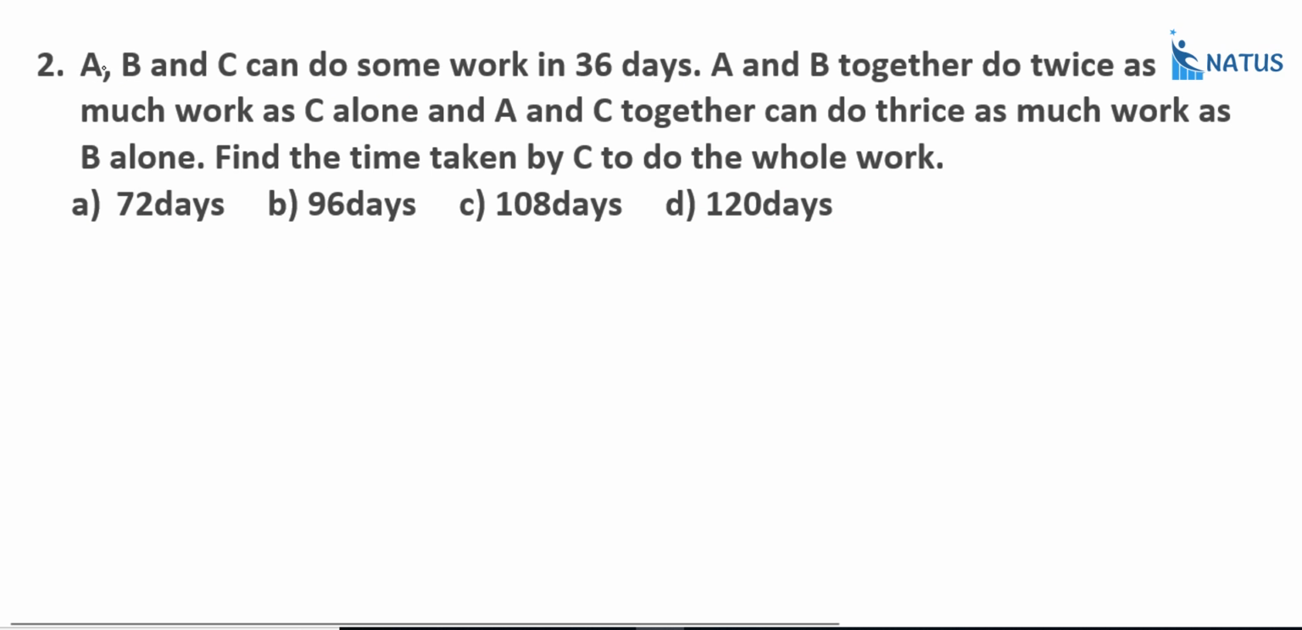Second one: A, B and C can do some work in 36 days. A and B together do twice as much work as C alone, and A and C together can do thrice as much work as B alone. Find the time taken by C to do the whole work. Here you can take either the A plus B and C combination, or the A plus C and B combination. But what we require is C's time.